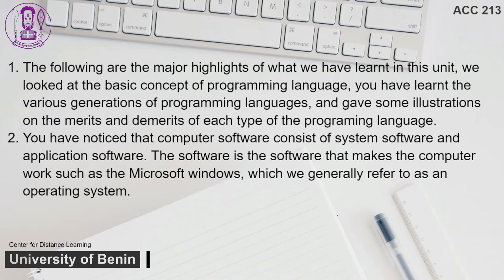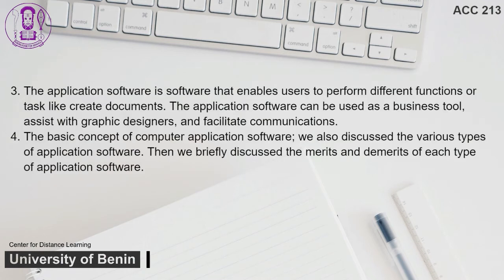2. You have noticed that computer software consists of system software and application software. The system software is the software that makes the computer work, such as Microsoft Windows, which we generally refer to as an operating system. 3. The application software is software that enables users to perform different functions or tasks like create documents. The application software can be used as a business tool, assist graphic designers, and facilitate communications.